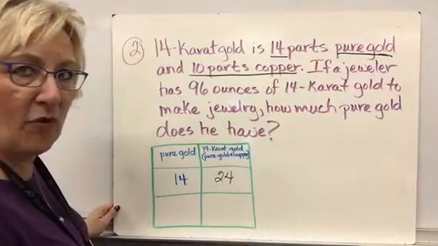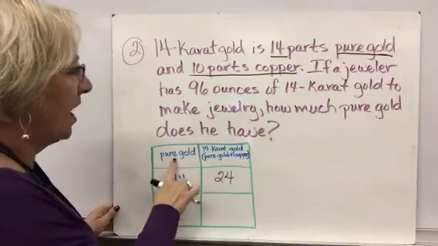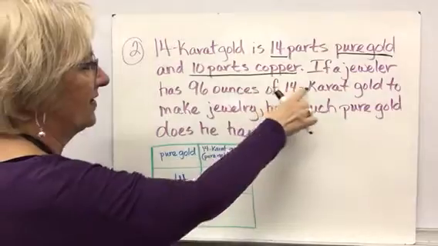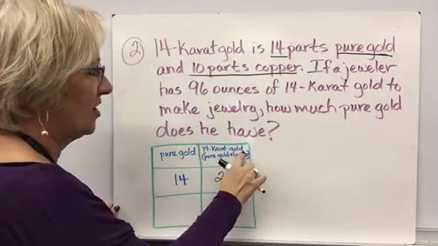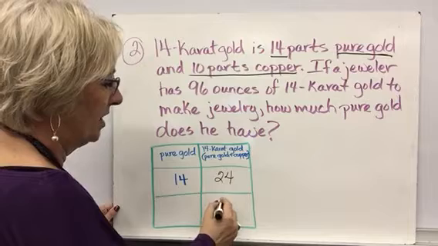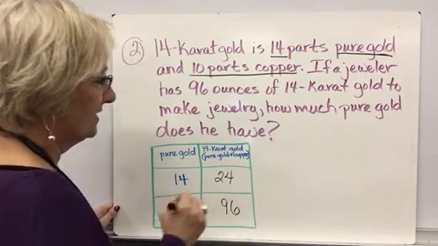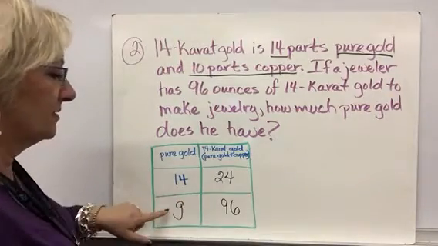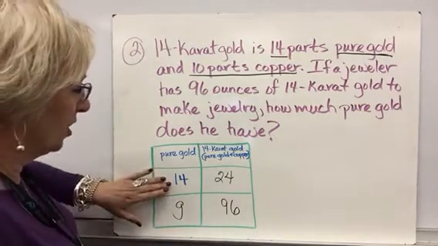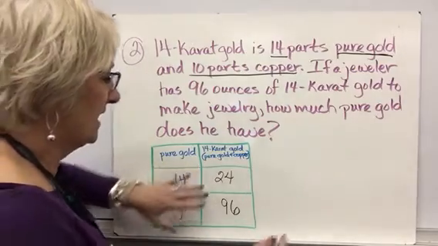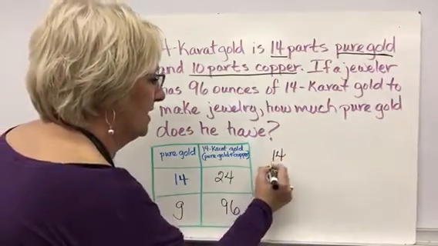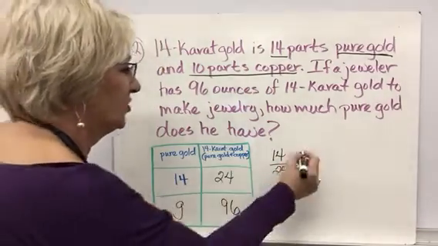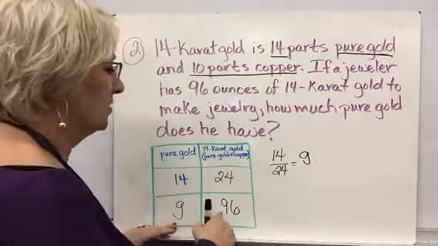So I had to do some math before I could fill out this table. If I want to know how much pure gold he has, and he has 96 ounces of 14 karat gold, this is the 14 karat gold column. I'm going to put 96 here because that's how many ounces he has. And this is the pure gold column, and this is what I'm looking for. So I'm going to put pure gold is to 14 karat gold. So this is 14 to 24 is going to be the same as G is to 96.